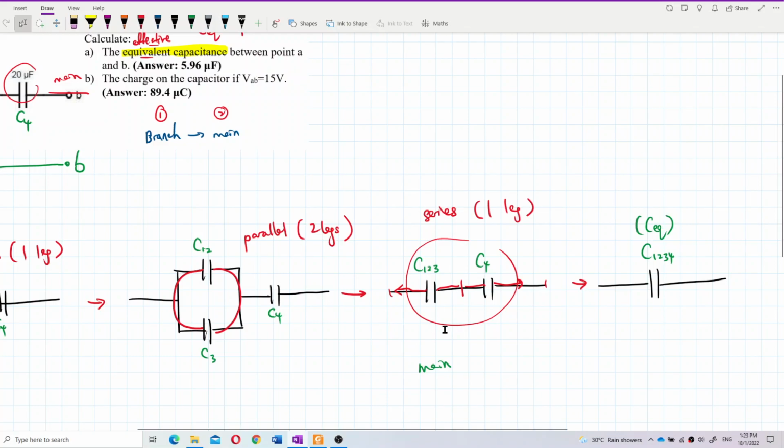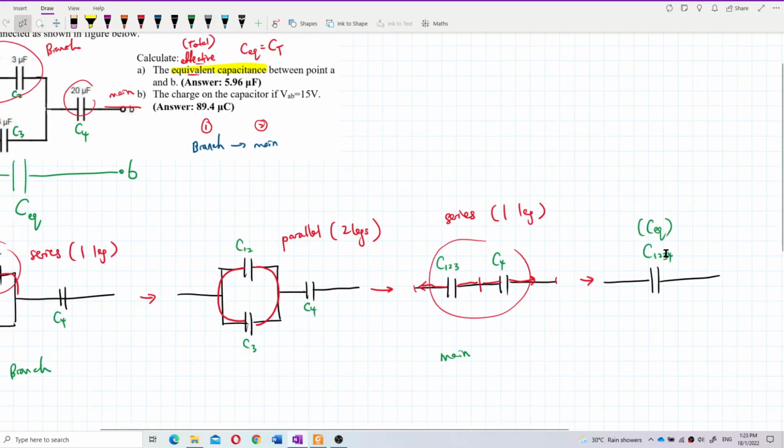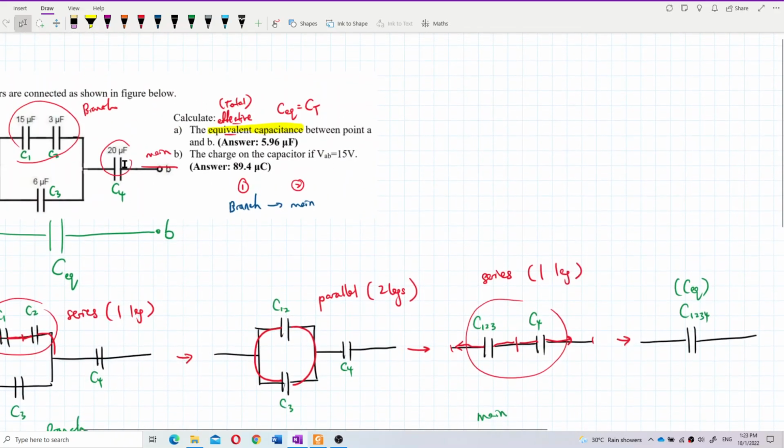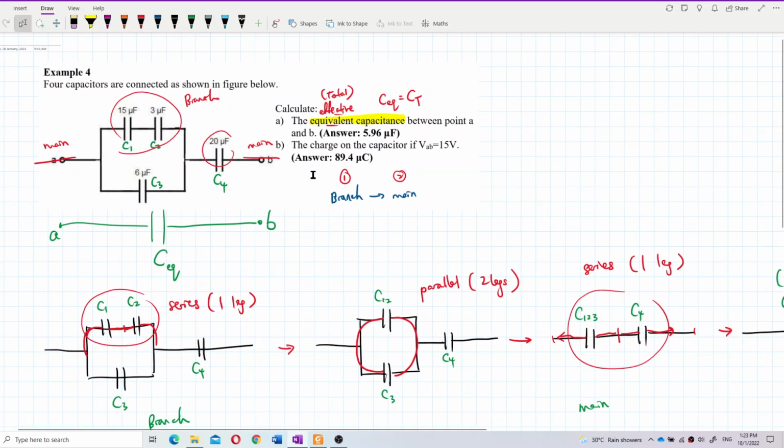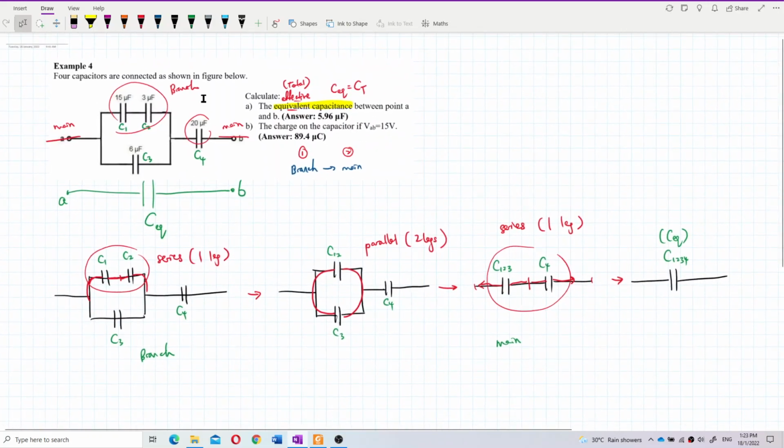After combining them, we get C1234. C1234 is the C equivalent. So we can say this whole setup can be represented by one single capacitor, C equivalent, or we call it C1234. This one capacitor can represent this whole thing.